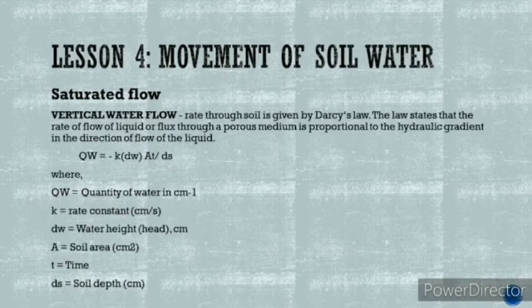Vertical water flow rate through soil is given by Darcy's law. The law states that the rate of flow of liquid or flux through a porous medium is proportional to the hydraulic gradient in the direction of flow of the liquid, where it is mathematically expressed as QW = -K (dW) AT / ds, where QW is the quantity of water in centimeters, K is the rate constant, dW is the water height, A is the soil area, T is time, and ds is the soil depth.